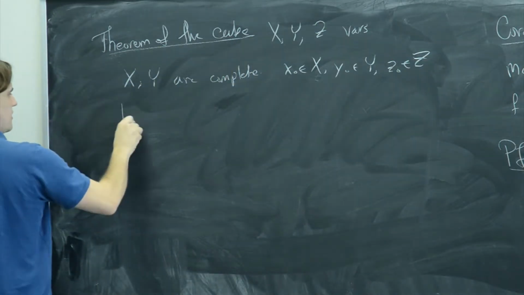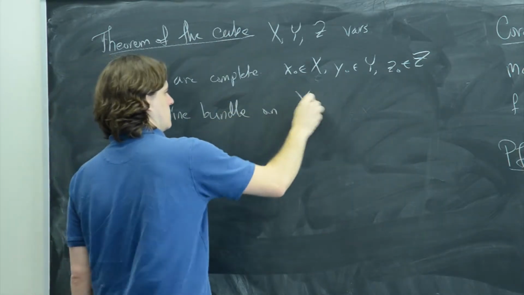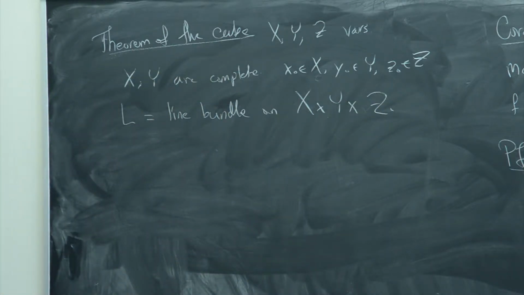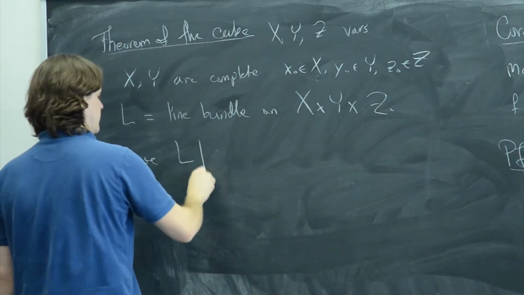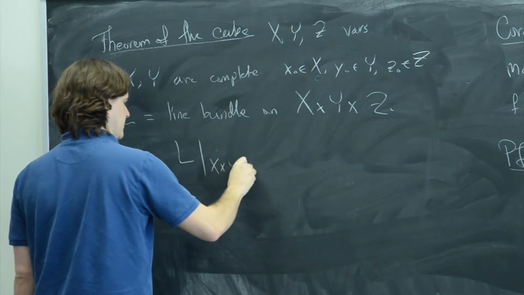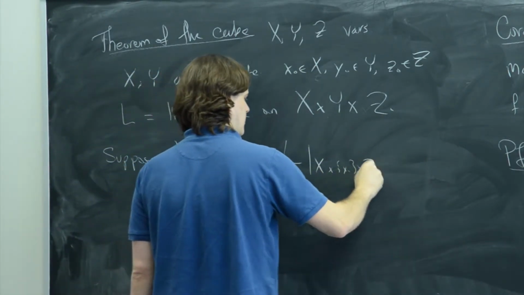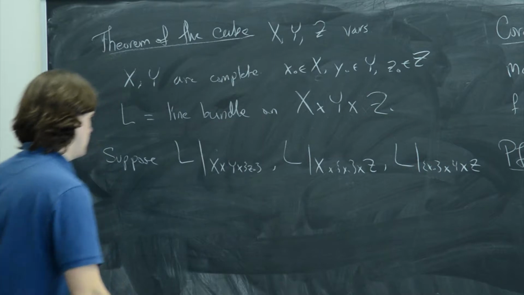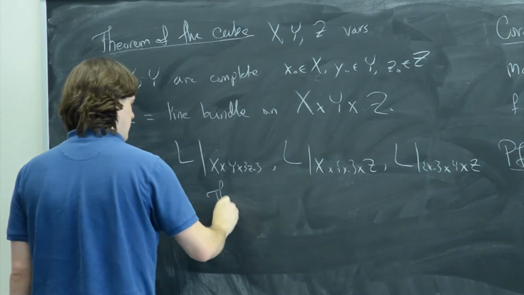And we have a line bundle L on the product. Suppose that L restricted to each of the axes is trivial. So L restricted to X times Y times z0, L restricted to X times y0 times Z, and L restricted to x0 times Y times Z are all trivial. Then L is trivial.